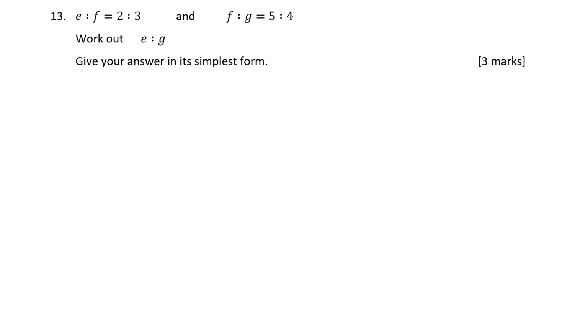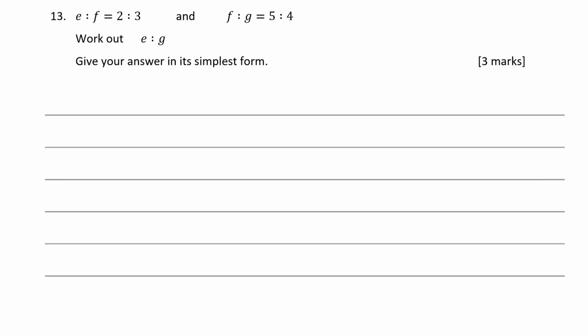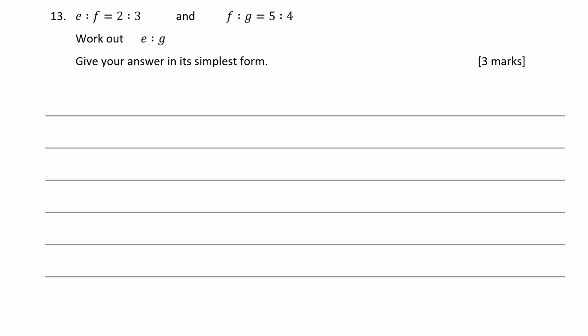Question 13. E to F is equal to 2 to 3 and F to G is equal to 5 to 4. Work out E to G. Give your answer in its simplest form. Now, if we could only work out the ratio of E to F to G, then I can just very simply relate E and G together. That's kind of what I want to be able to do, isn't it? I want to link all these various ratios together, so I can then compare E and G.